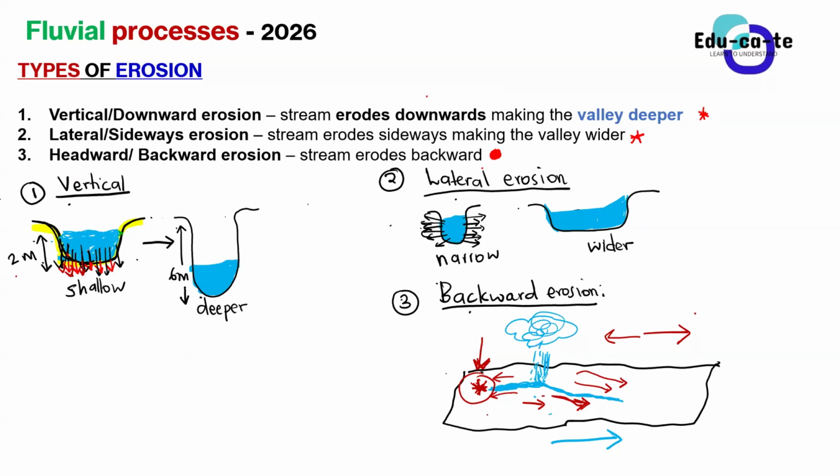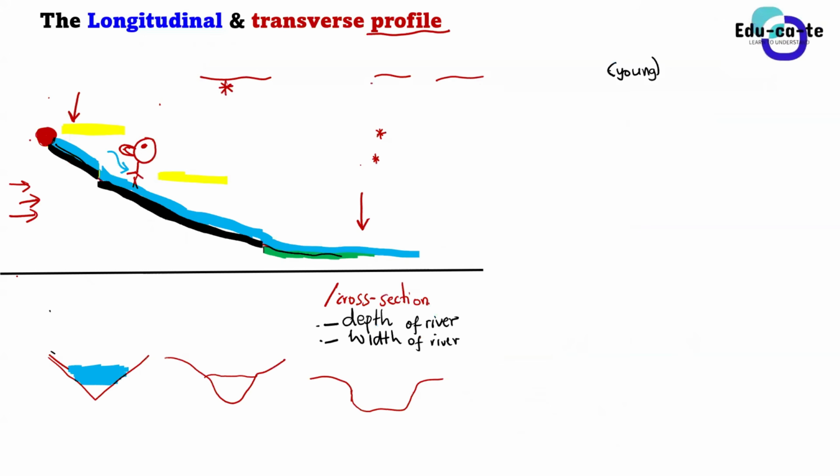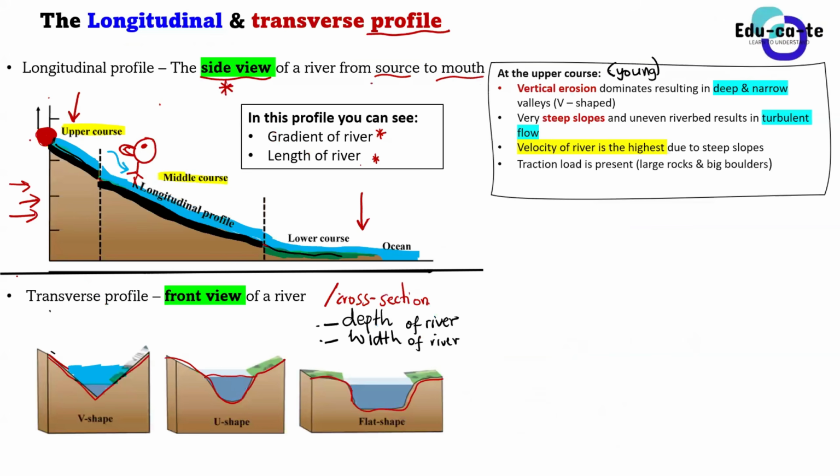So what's happening here? Vertical erosion dominates in the upper course. When the river is flowing at the upper region, closer to the source, we say that the river is having a lot of vertical erosion. The river is eroding downwards. So now remember, guys, vertical erosion results in valleys that are what? Valleys that are deep.